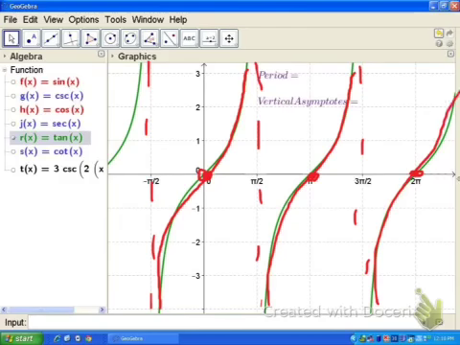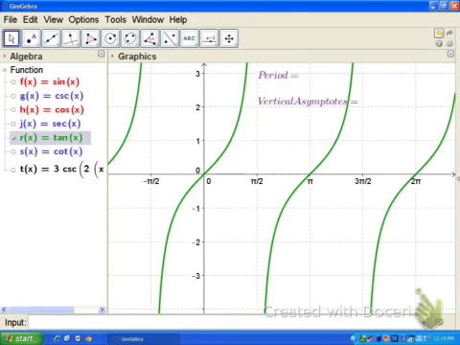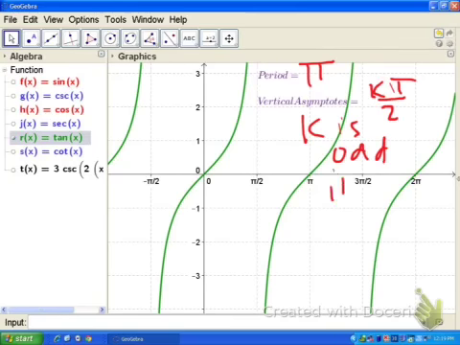Now the period of tangent is a little different than the period of sine and cosine. Remember, we said that one complete cycle of sine and cosine is completed in a distance of 2 pi, but what you'll see for tangent is that the period is actually just pi. And we've said that those vertical asymptotes are at k pi over 2, where k is an odd integer. So that's the graph of tangent.